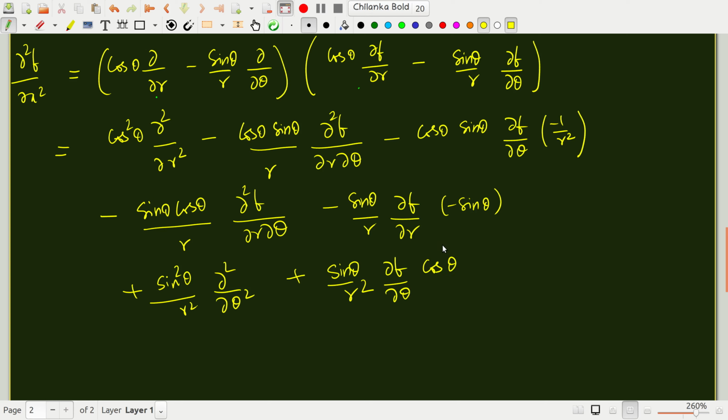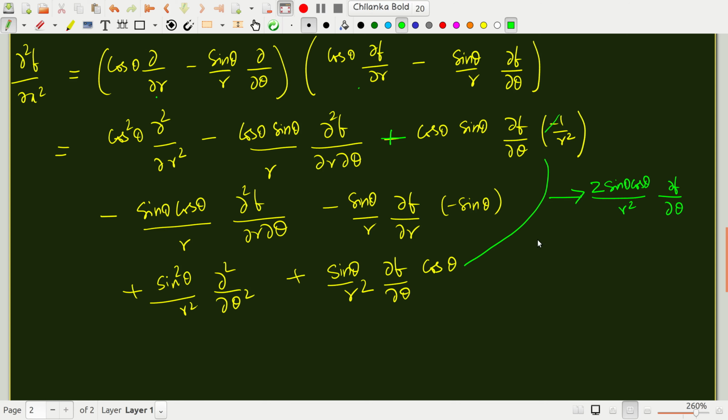Now, we have to look at various terms. Okay. So, if you look at this term, this minus and minus will make this plus, and that is identical to this. So, this will become a plus, and this minus goes away, and then this term and this term are identical because this is sin theta cos theta by r squared partial f partial theta, same. So, this will give you 2 sin theta cos theta by r squared partial f partial theta. Okay, that is one thing.